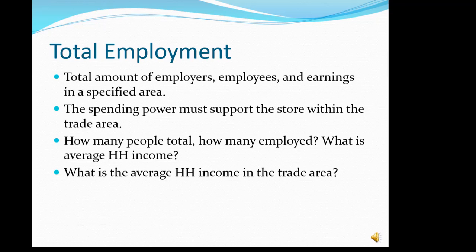Now, the next slide here is about total employment. What we're looking at here is the total amount of employers, the employees, and the earnings in a specified area. You also must consider that the spending power must support the store within the trade area. So there may be a large number of people, but the earnings may be low, and that may not be your target market and therefore not support your retail store. Some things you can look at within this category are how many people total, how many people employed, and what is the average household income in the trade area that you're looking at.